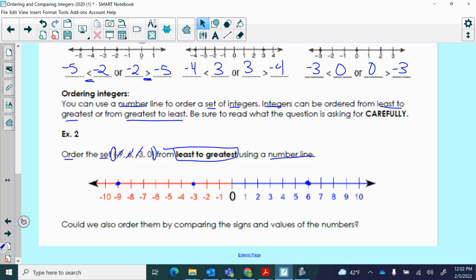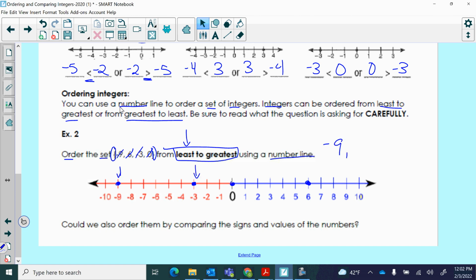-3, I put a dot. 0, I put a dot. Once I have all of them graphed, putting them in order is really easy. Because where do I start if I'm going from least to greatest? Left to right. So I go all the way to the left. The first dot I see is at -9.